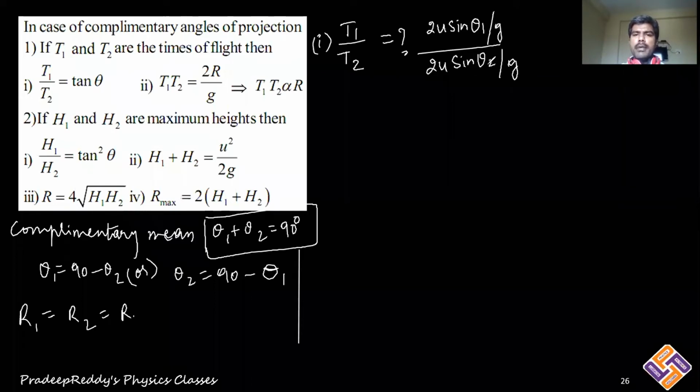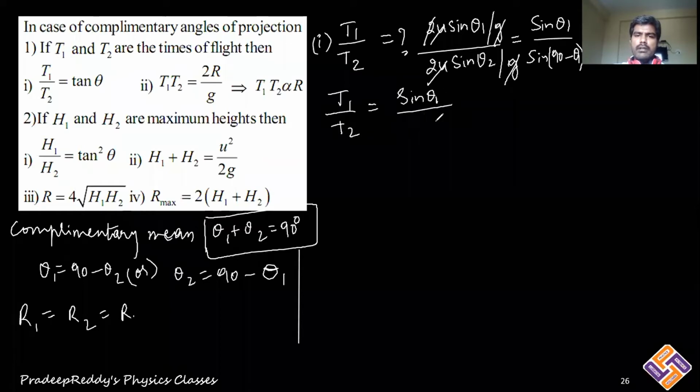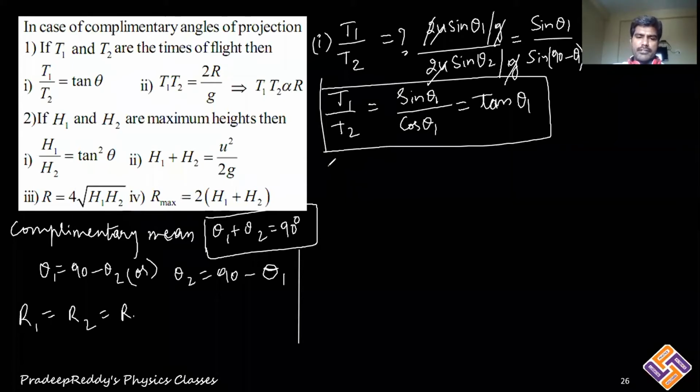Theta 2 can be written as 90 minus theta 1. This g and g gets cancelled. 2u gets cancelled. What is left over there? It is sine theta 1 divided by sine of 90 minus theta 1. Okay, therefore T1 divided by T2 is equal to sine theta 1 divided by cos theta 1, which is equal to tan theta 1. That is a relation for the time of flight of two projectiles if they are traveling the same range.